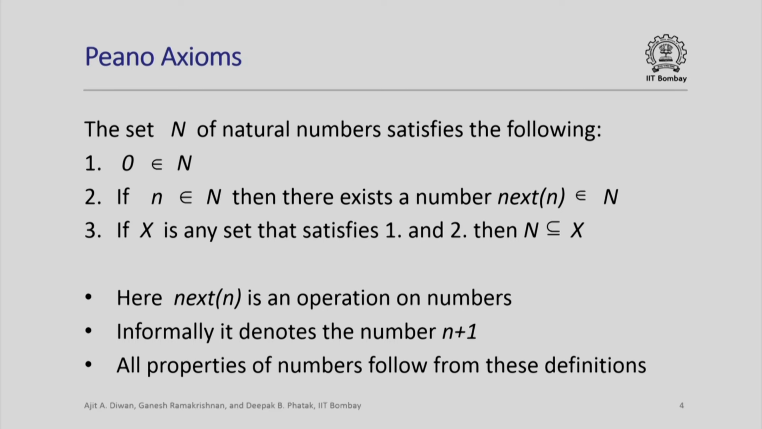So, we will look at it in more detail soon, but here next n is an operation on numbers that we assume exists, that is part of our assumption. Informally it denotes the number n plus 1. So, for every number n there is a number that follows it, which we denote n plus 1, or here we will call it the next number, and all properties of numbers now follow from just three assumptions about the numbers. So, we will see how.